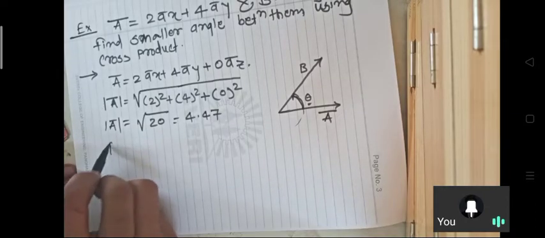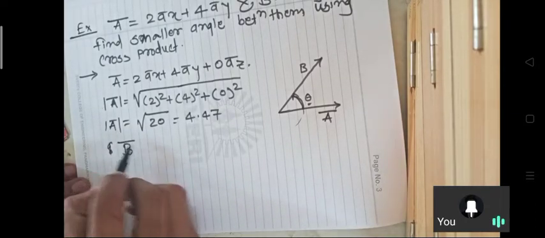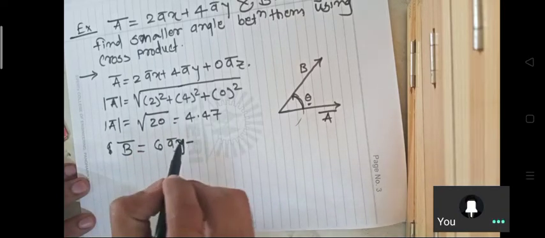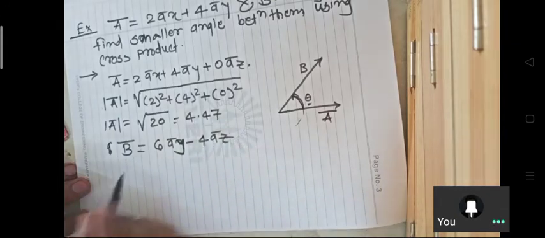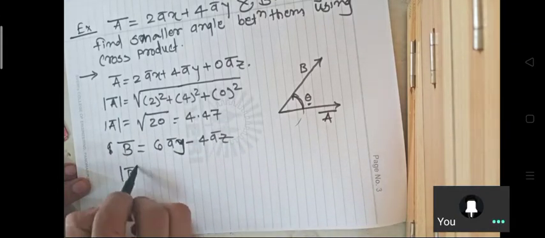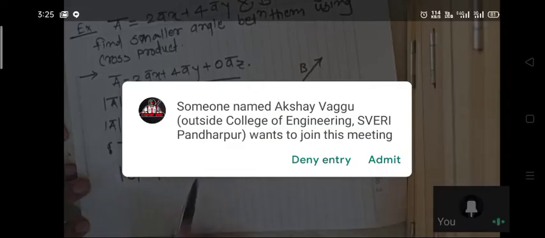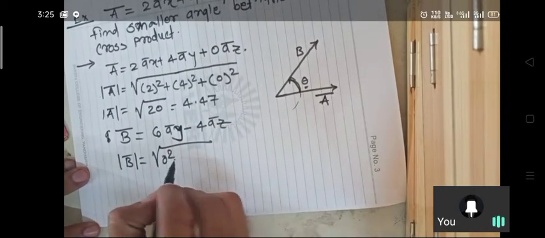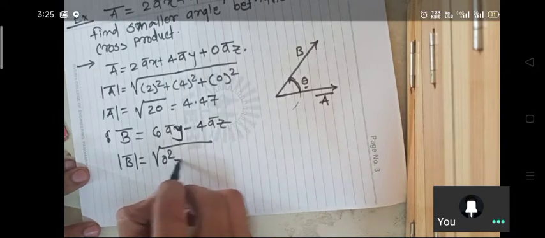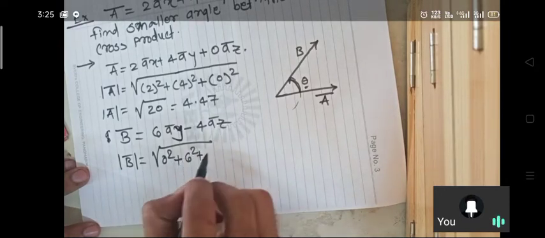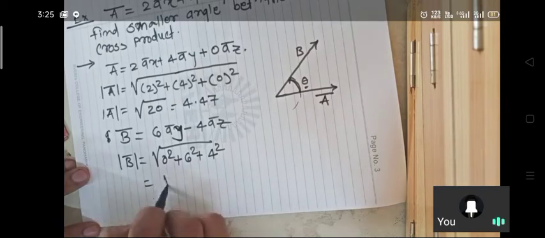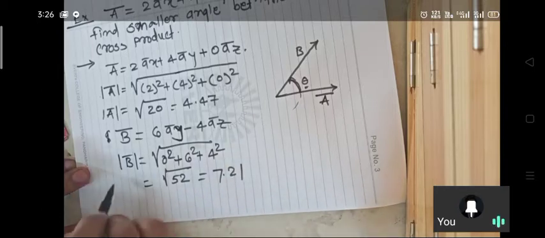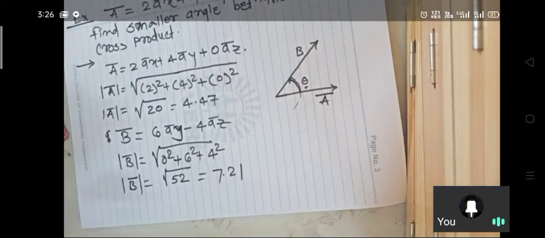Next, for finding mod of b bar, we can write b bar is equal to 6 a bar y minus 4 a bar z, right? So mod of b bar is equal to under root 0 square, because x coefficient is not there, so 0 square plus 6 square plus 4 square is equal to under root 52, right? So this is equal to 7.21. This is value of mod of b bar.